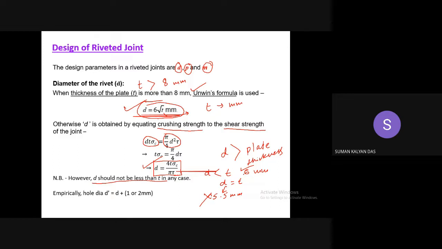For academic purpose, you take D equal to T, that is acceptable, because finally we are not doing any calculations for a real field. So for academic purpose, taking D equal to T is fine, but D should never be less than plate thickness. After you obtain D, you can obtain the hole diameter by using this relation. Normally the hole diameter is 1 or 2 mm greater than the shank diameter of the rivet. That's how you can get the hole diameter.